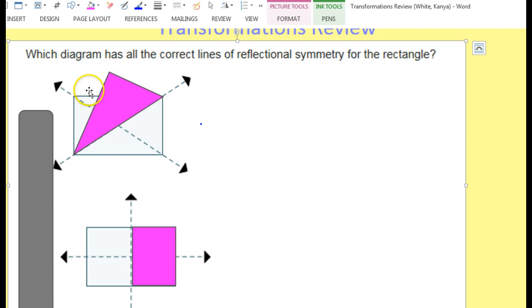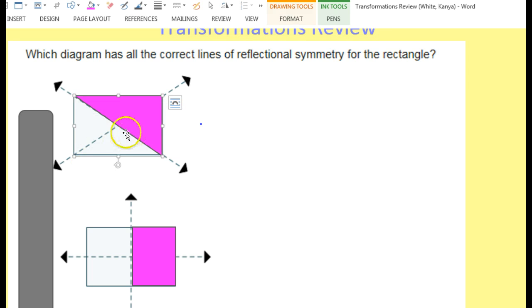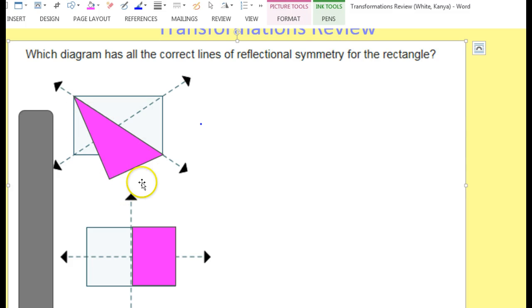See if the corners touch. You're going to find out that the corners do not touch. If this were a square, they would, but a rectangle, they don't. So this is not a line of symmetry. And of course, the same thing would happen if we folded across the other line as well. Again, it would not match. So these are not reflectional symmetry lines for this rectangle.